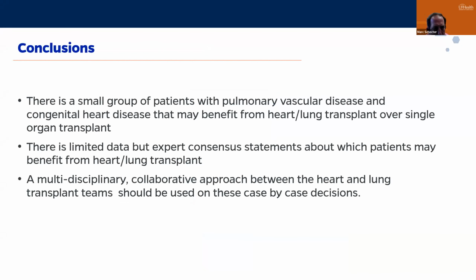So there is a small group of patients with these pulmonary vascular diseases and congenital heart disease that may benefit from heart-lung over single organ transplant. There's limited data, but some expert consensus about which patients may benefit, as I described. And really the biggest thing about the decision-making is the multidisciplinary collaborative approach between both teams, so that on these difficult case-by-case bases, we can do what we think is best for the patient and the family. And I thank you.